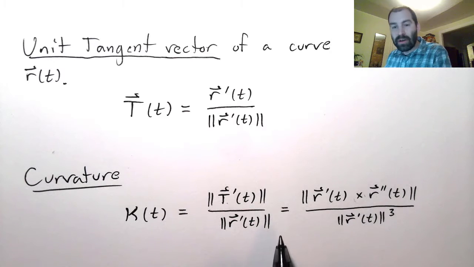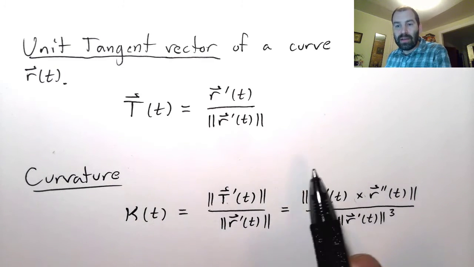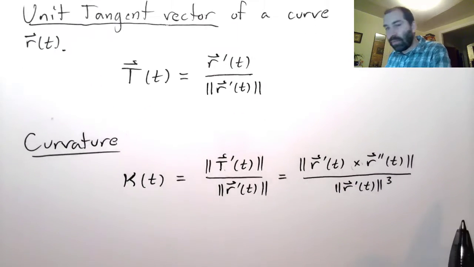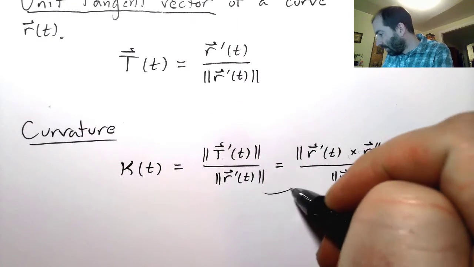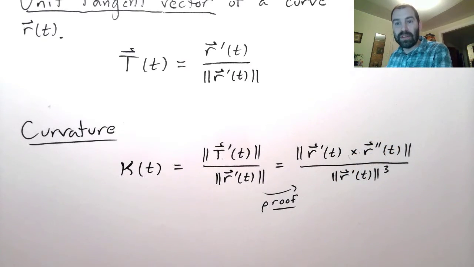And I want to go through the proof of why these two formulations are equivalent. The reason I want to do that is because the process of proving it uses some observations which are going to be useful for us going forward. Okay? So how do we prove this part here? Let's write down a proof of this.